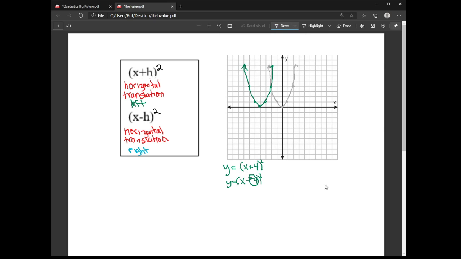So then if I look at, for example, the equation y equals x minus 5 squared, what value is being subtracted from x? Well, 5 is. So this is why I will slide 5 units to the right for this one. Okay, so that h is all in charge of left and right slides.